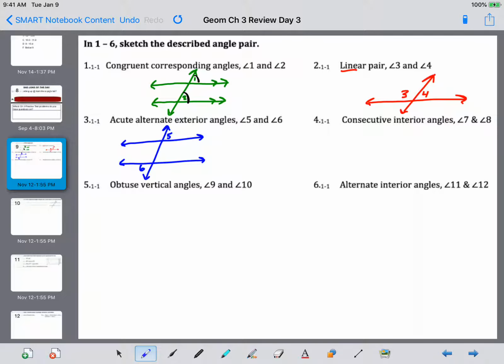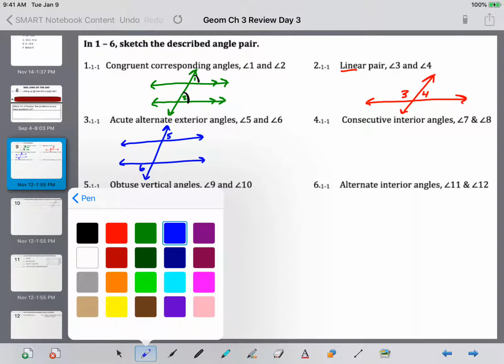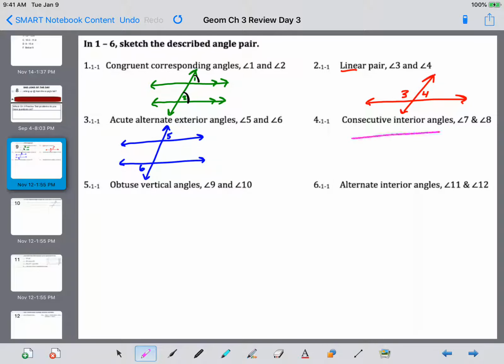All right, number 4, consecutive interior angles 7 and 8. So again, let's draw two lines. There we go. They don't have to be parallel. Cut it by a transversal and pick one side of that transversal. Those are consecutive. Remember, consecutive means same side. Interior means inside, so 7 and 8 are consecutive interior angles.